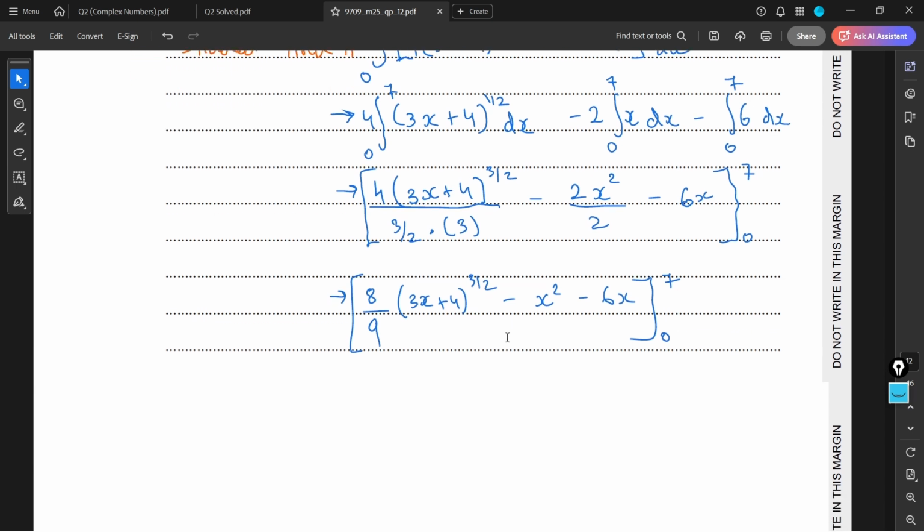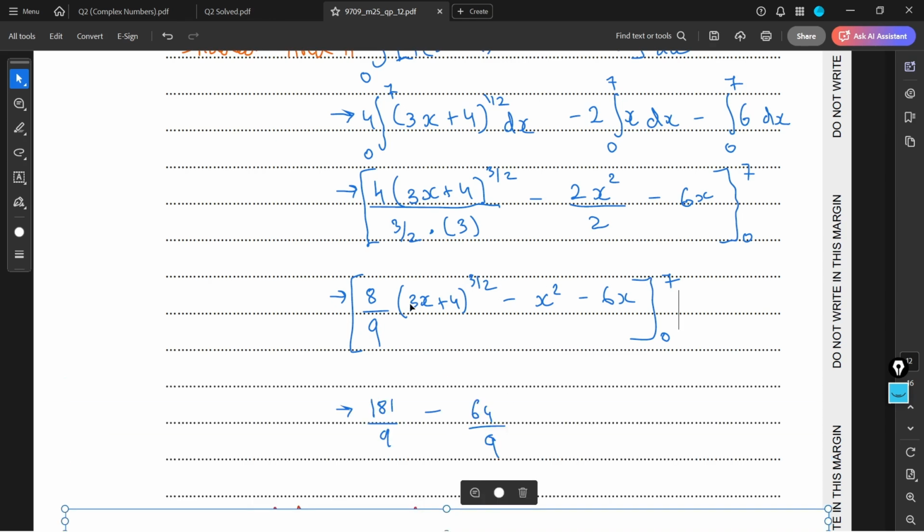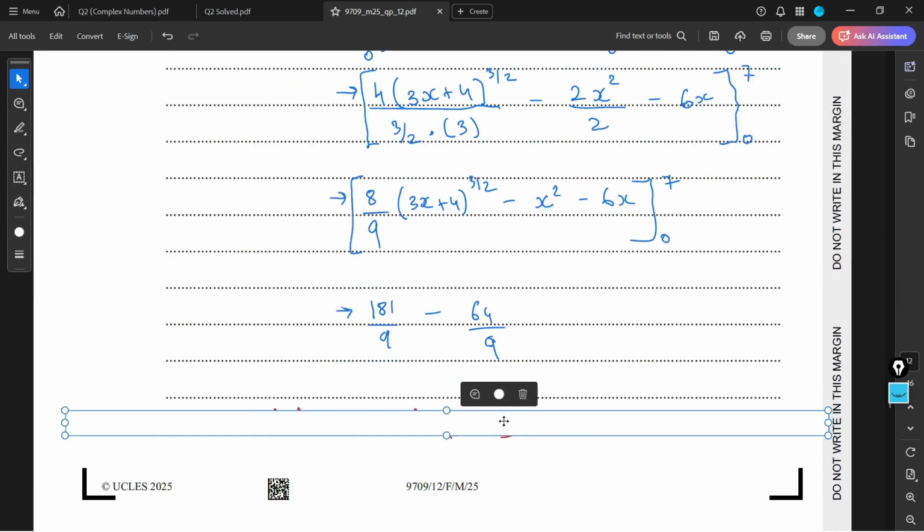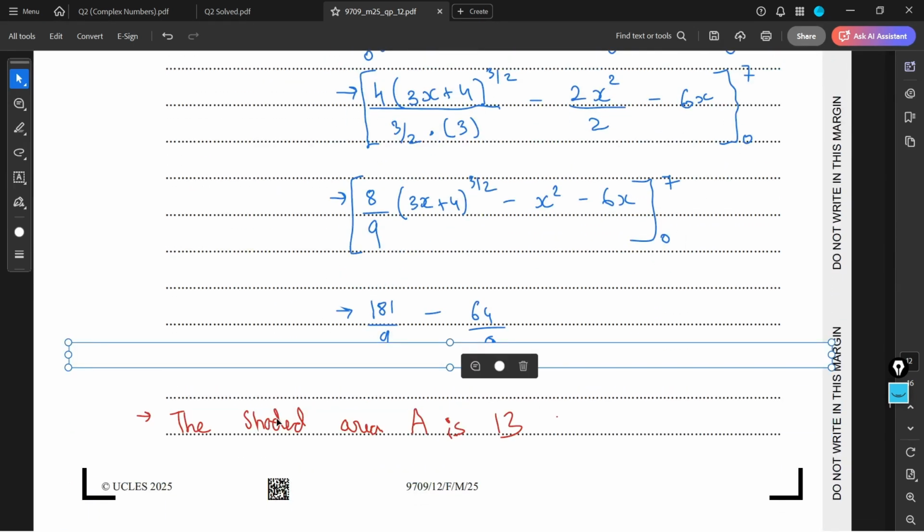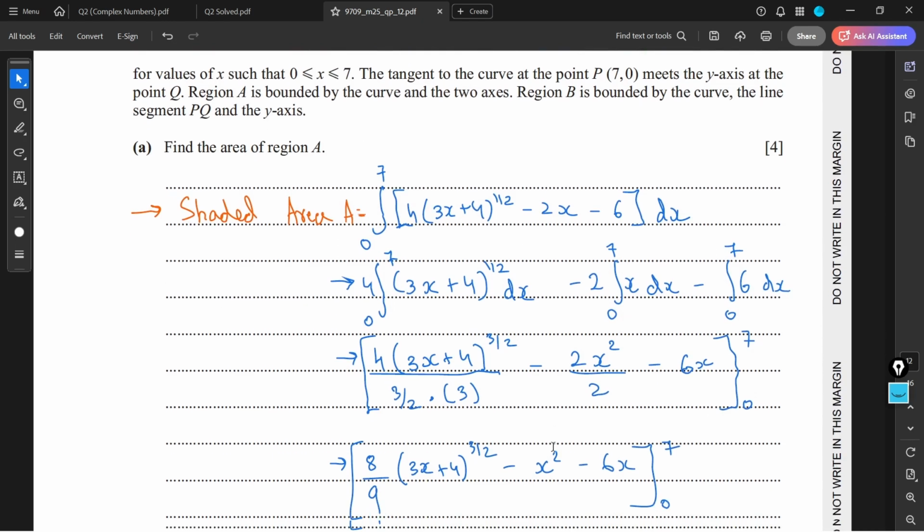Even over here, guys, a lot of students make errors, so make sure you're taking everything step by step and not hurrying. I've substituted the value of 7 and used my CAIE calculator to get 181 over 9. When I put 0, these two terms get eliminated, but you will be left with 8 by 9 times 4 to the power of 3 by 2, which from the calculator I got to be 64 by 9. Therefore, I got the final value of the shaded region A as 13. I hope this has given you an idea of how to solve the first part of this question.